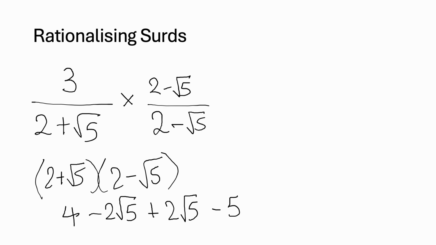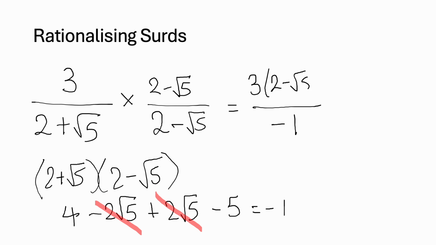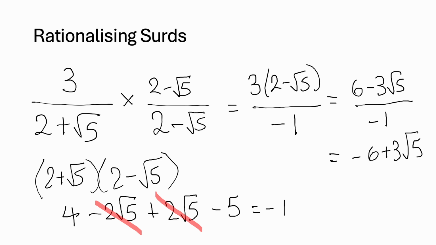The minus 2 root 5 and the positive 2 root 5 will essentially cancel out each other. So these two cancel out. So essentially all we are doing is 4 minus 5, which is minus 1. So minus 1 at the bottom, and then 3 times 2 minus root 5, which we get as 6 minus 3 root 5, over minus 1, which is the same thing as saying minus 6 plus 3 root 5.